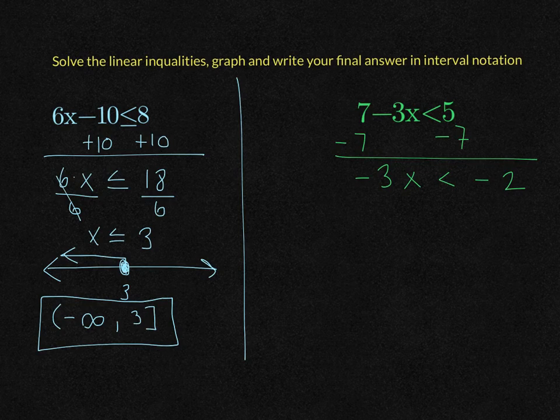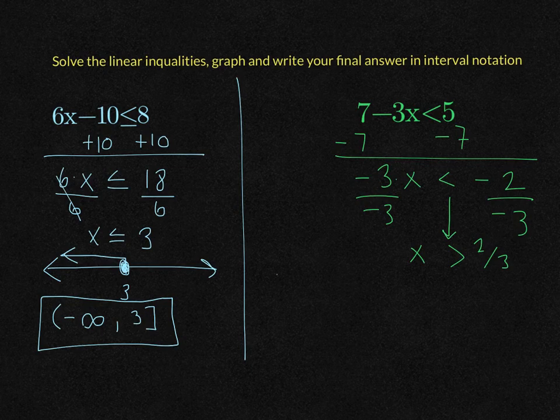Okay, now I want to get rid of this times -3 on the x, so I'm just going to divide both sides by -3. However, when you divide by a negative, you have to flip the direction of the sign. And so you end up with x is greater than -2 over -3, which is 2/3.